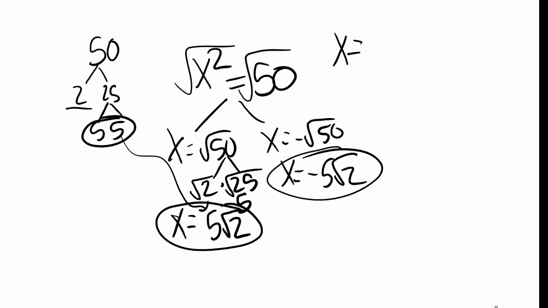And in Pearson, we'd enter them like this: x equals 5 root 2, comma, negative 5 root 2. And that's that stuff.